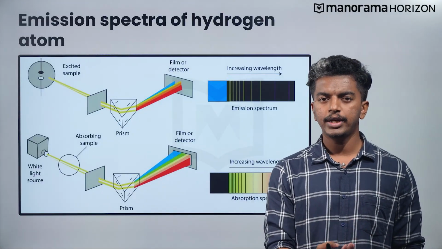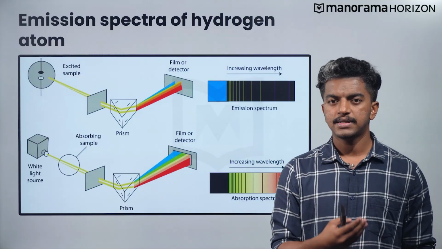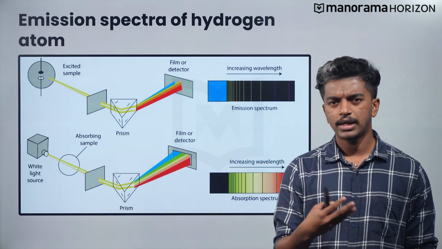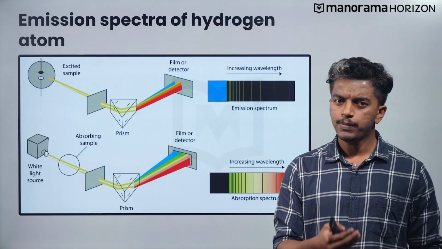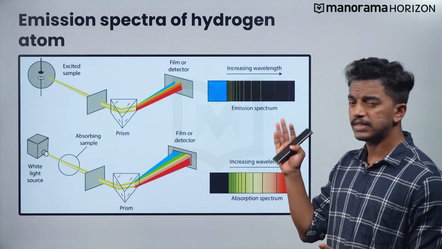Now, let us see how the emission and absorption spectra of hydrogen atoms are obtained. Here, in the first case, light emitted by a sample of excited hydrogen atoms, or you can take any other element, can be passed through a prism and separated into certain discrete wavelengths, as you can see here.